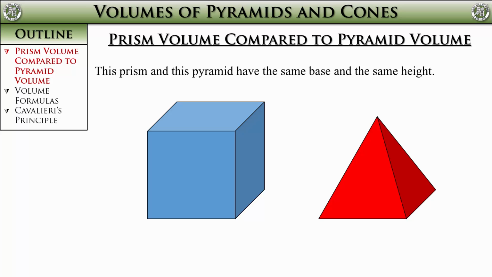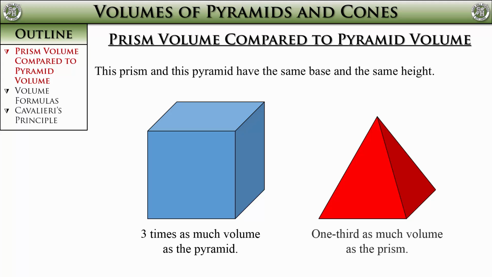On the screen I have drawn a square prism and a square pyramid that have the same base and the same height, just like in the demonstration. What you need to take away from that demonstration and remember is that the prism has 3 times as much volume as the pyramid. Or if you think about it another way, the pyramid has 1/3 as much volume as the prism. Hopefully seeing that demonstration with my document camera will help you remember that the pyramid only holds 1/3 as much as the prism.